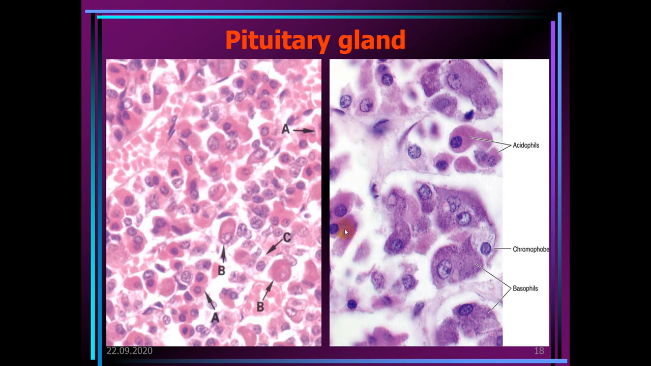Or corticotrophs or gonadotrophs. Cells which have red granules in the cytoplasm, you can see red granules in the cytoplasm here. These are acidophils. But we can't understand under the light microscope whether it is somatotrophs or mammotrophs. Pale staining cells, like here, are chromophobes.